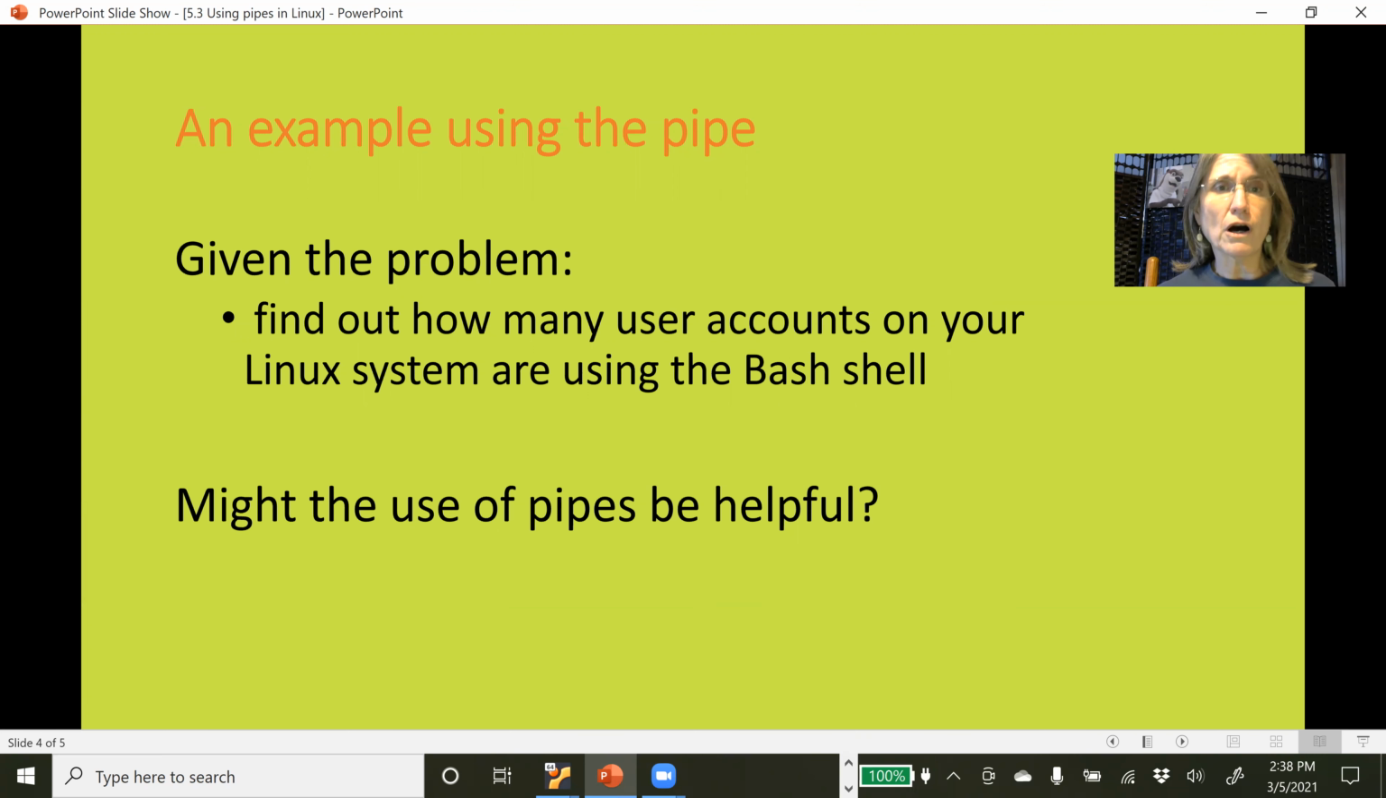So to drive the concept home, it's always best to look at an example. And I like to use examples that you may encounter in a real world situation. So let's consider this problem. To find out how many user accounts on your Linux system are using the bash shell, let's consider whether the use of pipes might be helpful in answering that question. And you already know the answer. It's probably going to be yes.